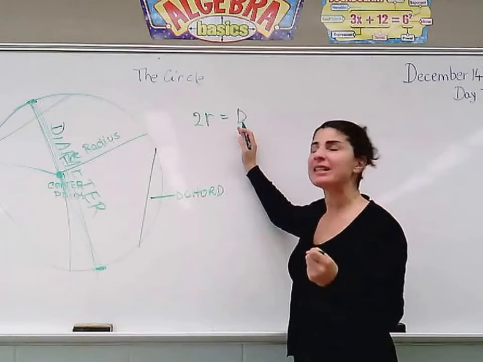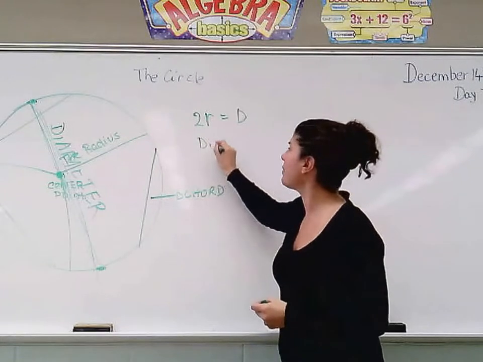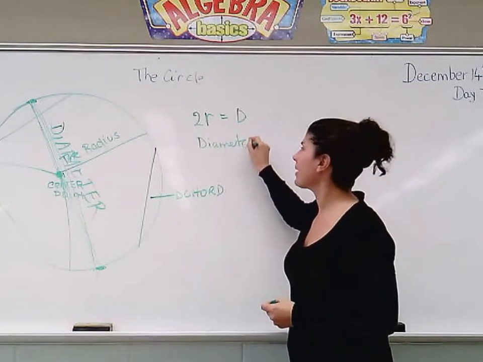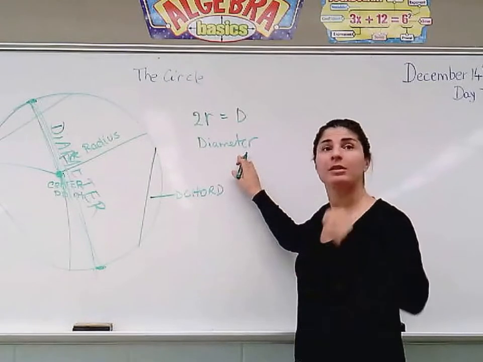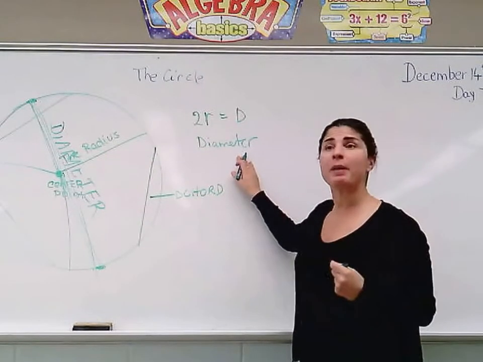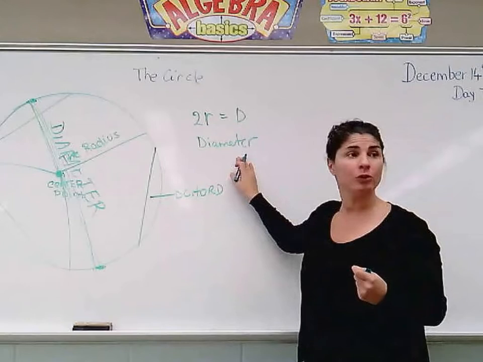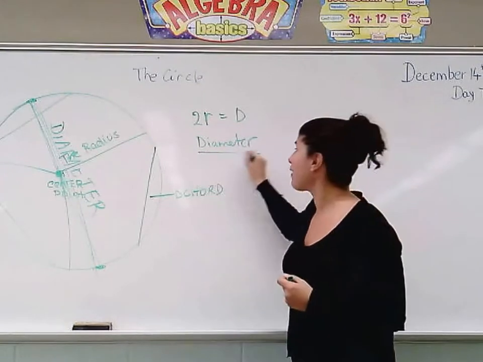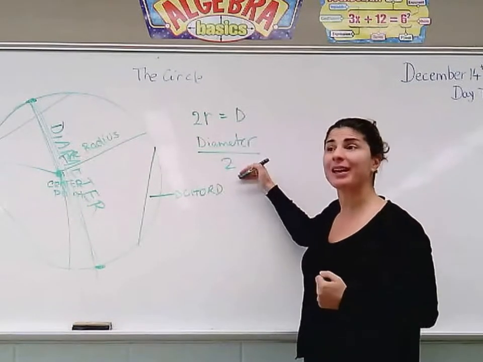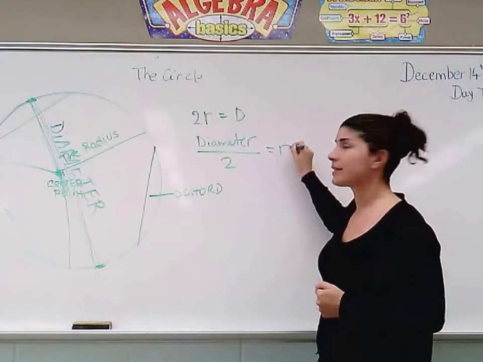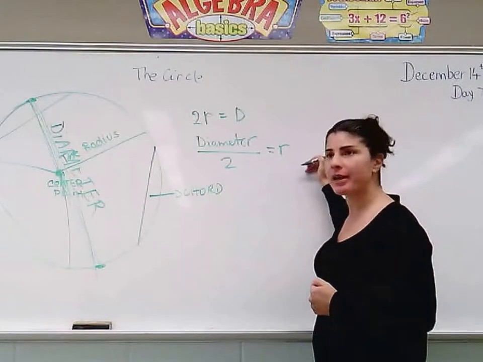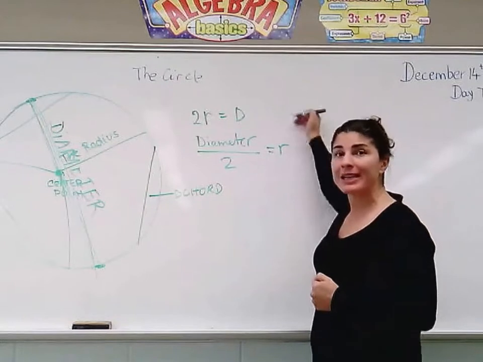And how about if I said, hey, what do I do to the diameter to get the radius? What could you do to the diameter to get the radius? Divide by 2. It's half the diameter. If I cut it in half, if I divide by 2, that will give me the radius. So the relationship is there. They need each other.